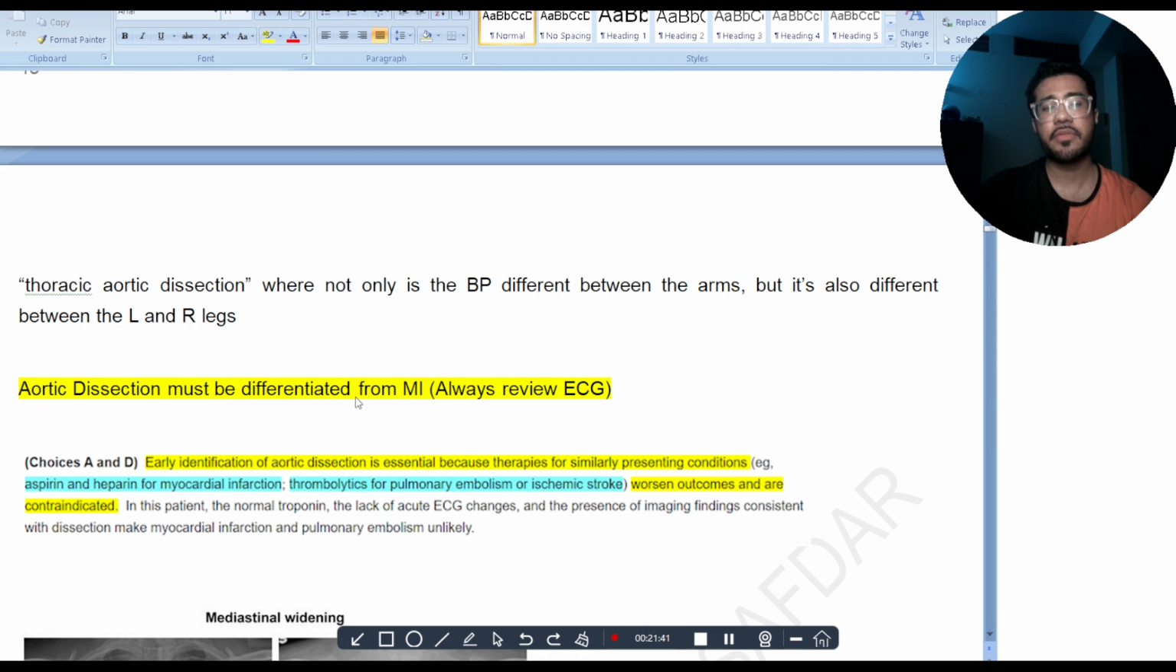Aortic dissection must be differentiated from MI. Always review an ECG. Even though aortic dissection with retrograde extension can cause MI, you always review an ECG. Early identification of aortic dissection is essential because therapies for similar presenting conditions, for example, aspirin and heparin for myocardial infarction, are contraindicated in case of aortic dissection because they can make the patient further prone to bleeding out.